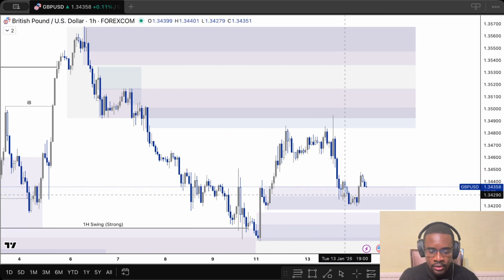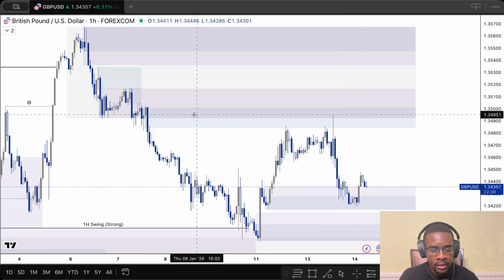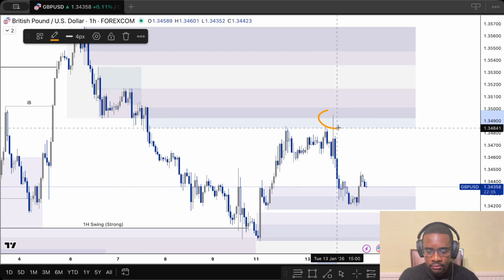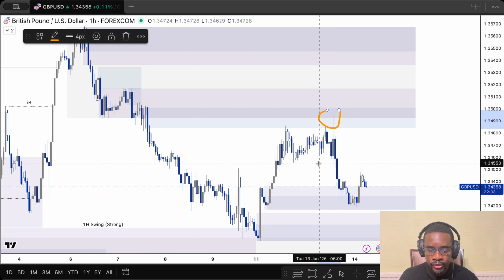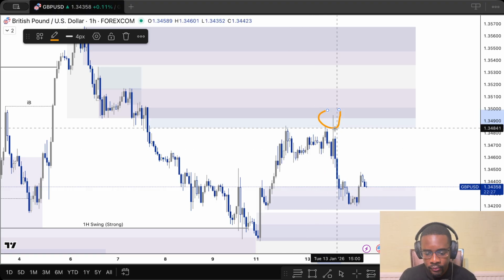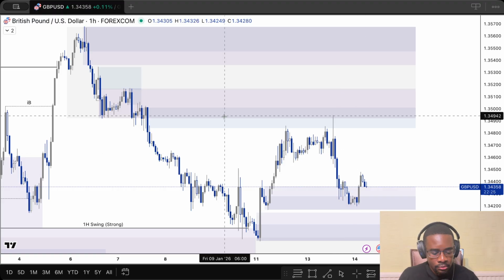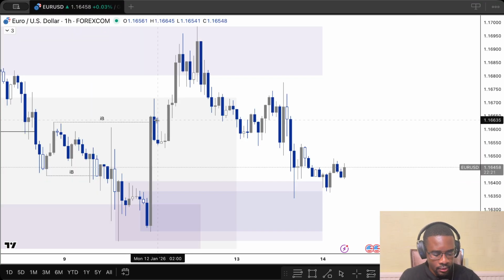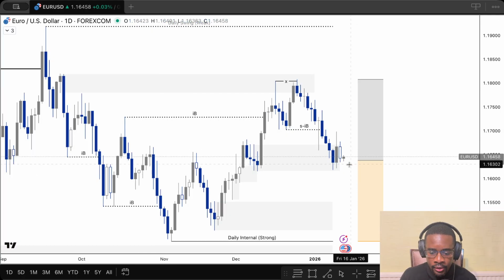So those were the trade ideas yesterday, and as you can see, the bearish one on the pound has played out, likewise on the Euro USD. Okay, so looking on to today, the idea is still the same.